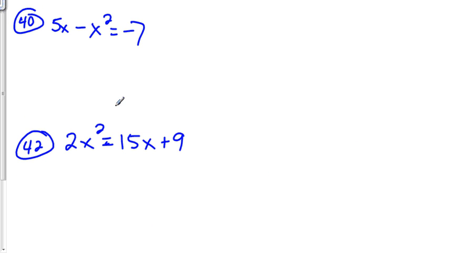Now they give me two problems here, 40 and 42, where it's not equal to 0. So I have to make it equal to 0. So I'm going to rewrite it in standard form, which is in descending order. Negative x squared plus 5x, bring the negative 7 over, so I end up adding 7 to both sides. So plus 7 equals 0, and now I just use the quadratic formula.